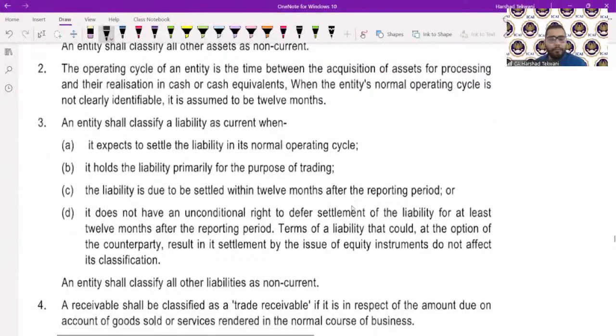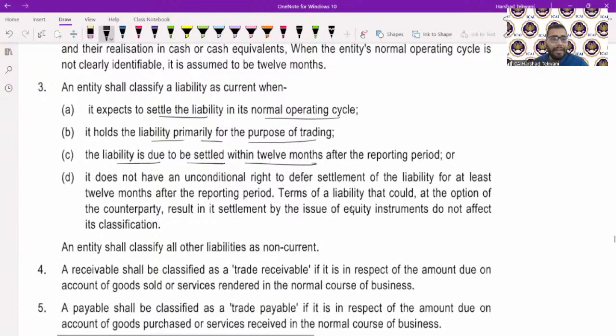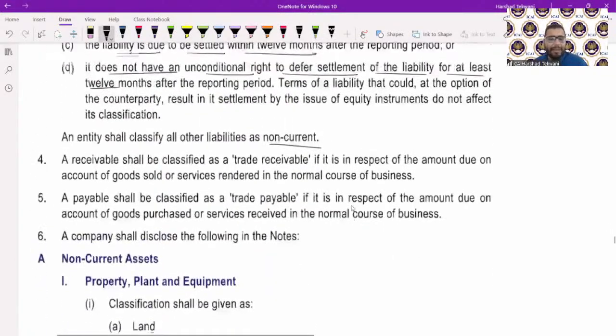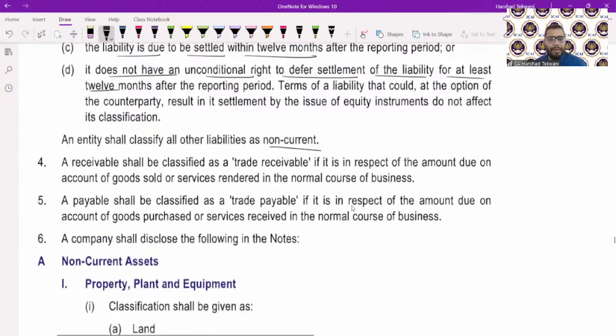Same way for current liability: liability to settle within normal operating cycle, liability primarily for the purpose of trading, liability is due to be settled within 12 months, and it does not have an unconditional right to defer settlement of the liability for at least 12 months. Okay, then the liability will become current, otherwise it will be non-current. These were the things, and we also saw what is trade receivable, payable, same as the division 1, no difference.